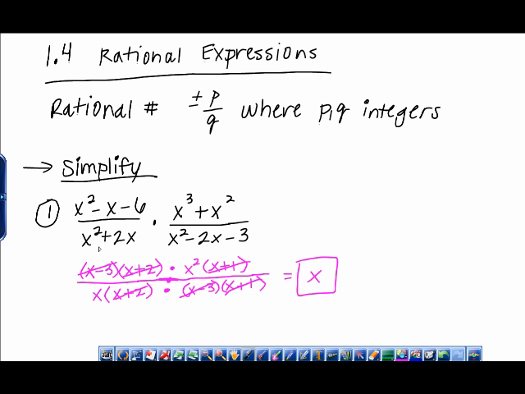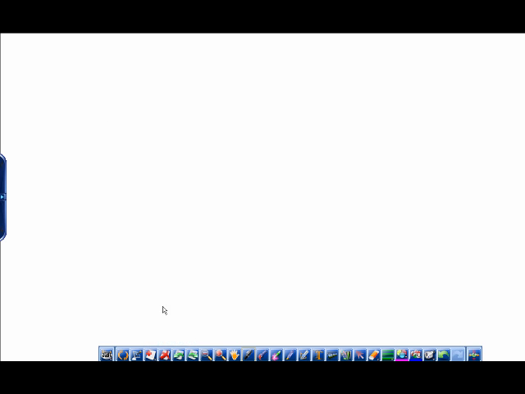But in terms of where you go with this in calculus, this is why you want to be able to simplify, because sometimes it simplifies quite nicely. Okay.